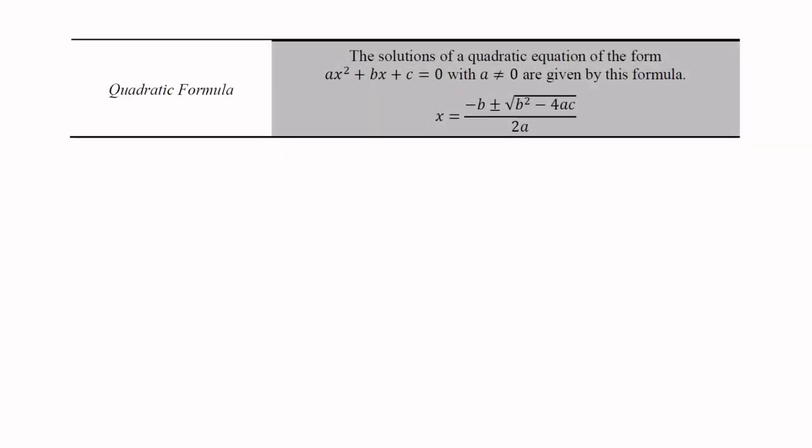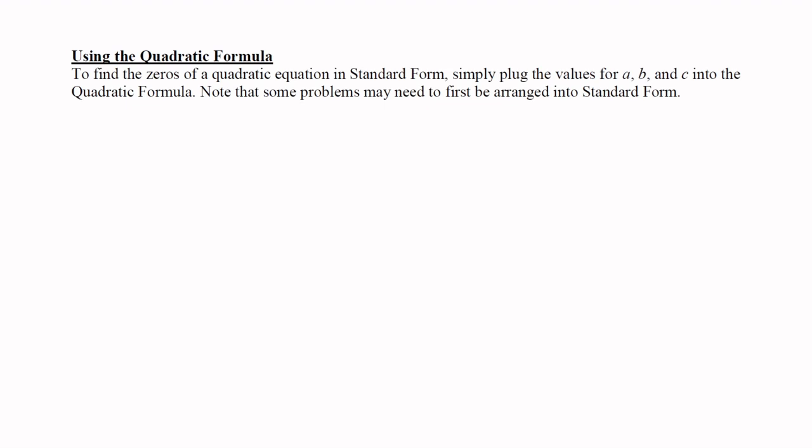So our quadratic formula gives us the solutions of a quadratic equation of the form ax squared plus bx plus c equals 0, where a does not equal 0, by using the formula x equals the opposite of b plus or minus the square root of b squared minus 4ac all over 2a. To find the zeros of a quadratic equation in standard form, simply plug the values for a, b, and c into the quadratic formula. Note that some problems may need to first be arranged into standard form.